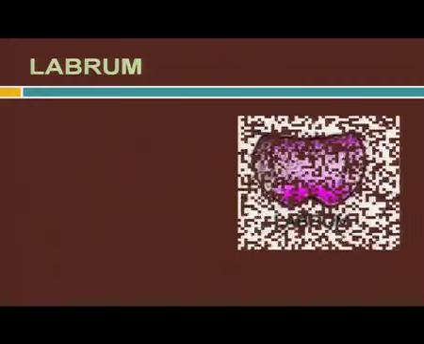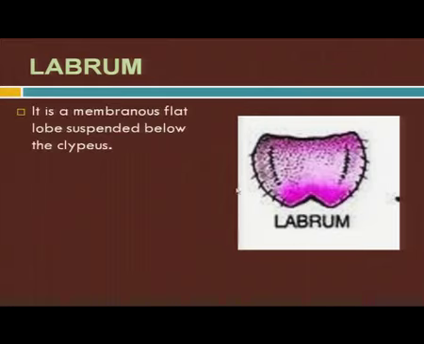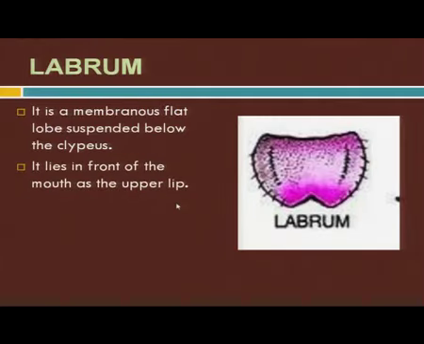First of all, labrum. Labrum looks like this. This is the structure. It is a membranous flat lobe which is suspended below the clypeus. I told you about the clypeus when we learnt about the dorsal regions of the head of the cockroach. So, there is a clypeus, and below the clypeus there is a labrum, which is a membranous flat lobe. It lies in front of the mouth as the upper lip. It acts like an upper lip.